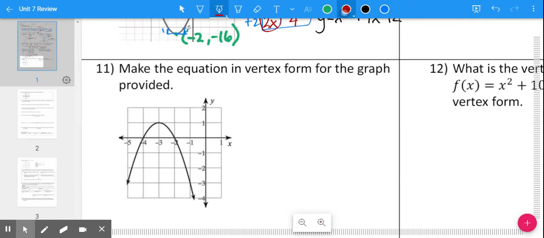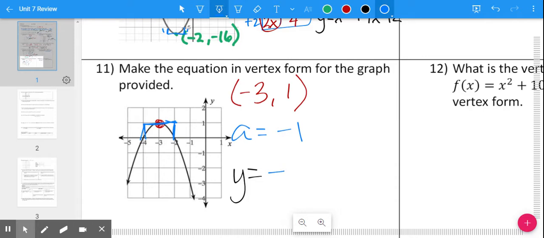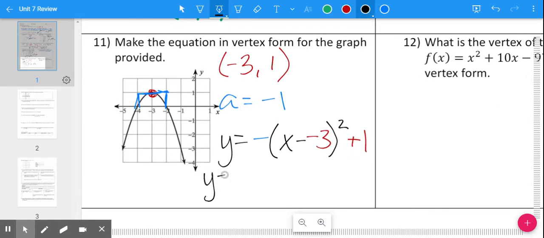So the vertex form for this equation, our vertex is at -3, 1. Our A value, as we go left and right, we go down 1 to get back to the line. So your A value is -1. So when we write it, we have Y equals -1 times (X minus H) squared plus K. So to clean it up a little bit, we have Y equals negative (X plus 3) squared plus 1.